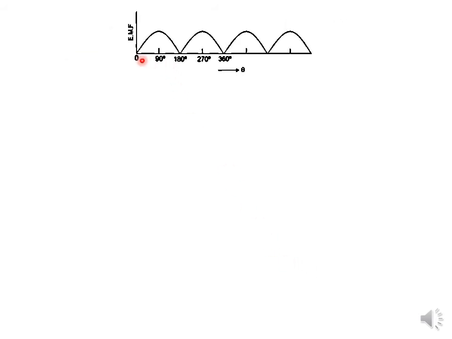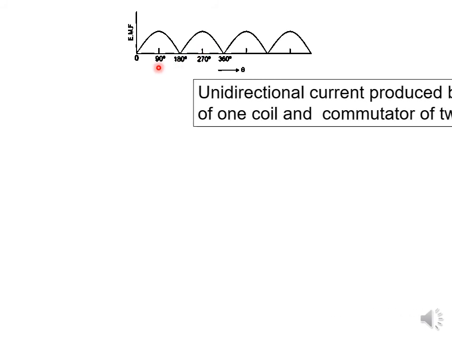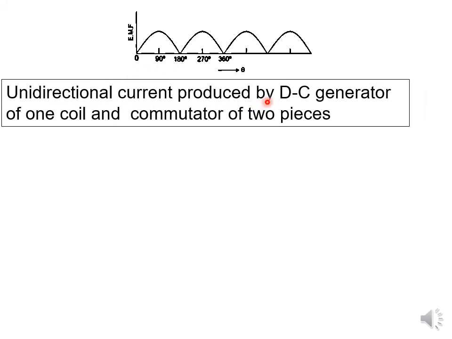This is the unidirectional current. This is a complete cycle. This is the first half cycle, and this is the second half cycle. This current produced by a DC generator consists of one coil, and a commutator consists of two pieces, which is called unidirectional current produced by DC generator of one coil and the commutator of two pieces.